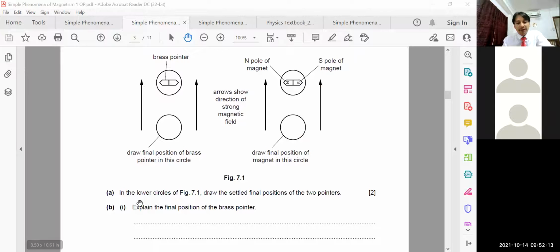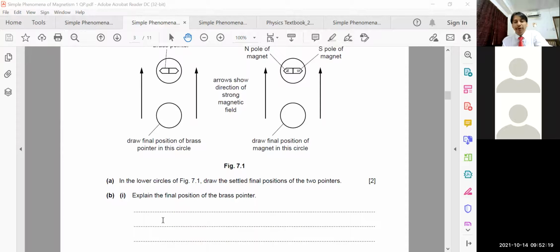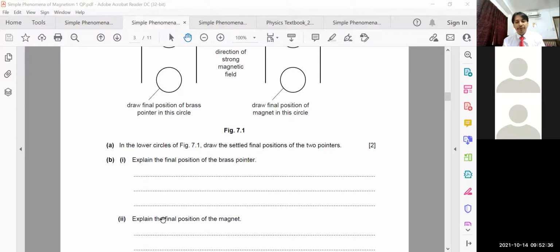And this is the A. In the lower circle, you need to draw. Explain the final position of the brass pointer. Now, in B1, you need to explain why the brass pointer keeps pointing in the horizontal direction. There is no change. Then you can explain it's a non-magnetic material. It won't experience any force in the magnetic field. That will be the explanation for B1, children.